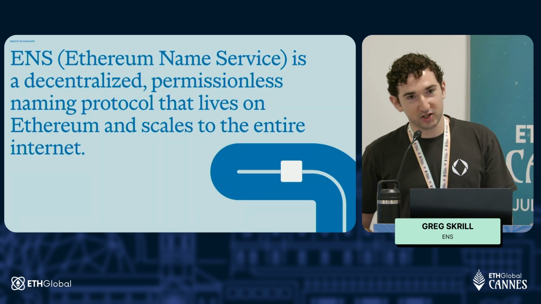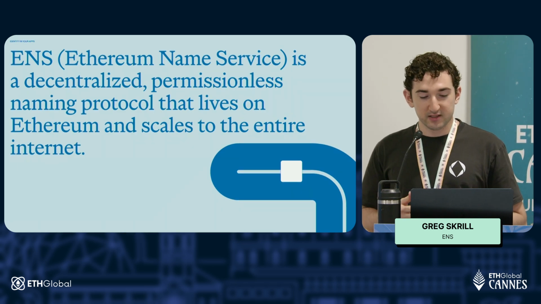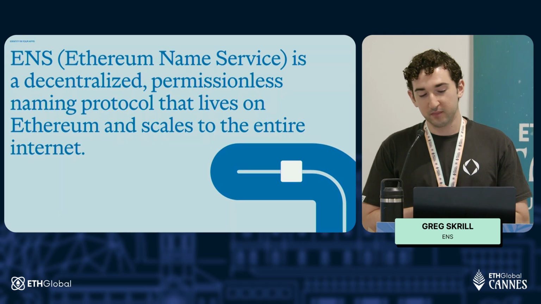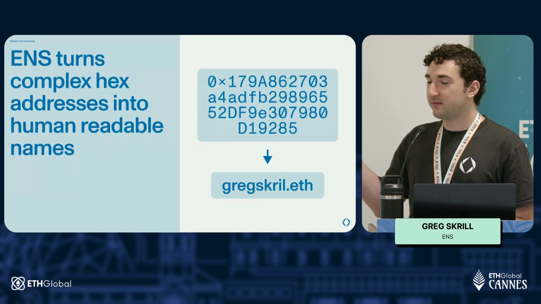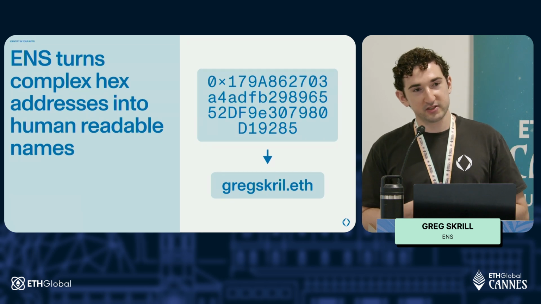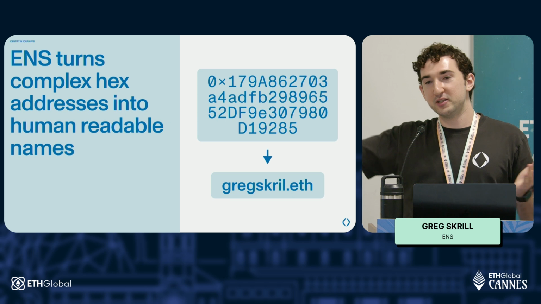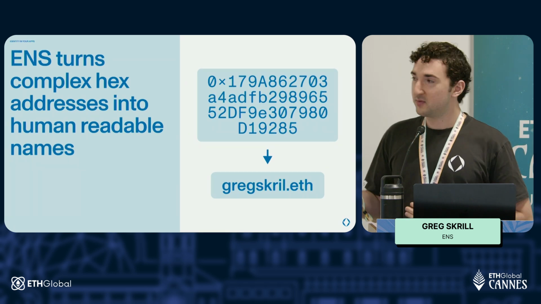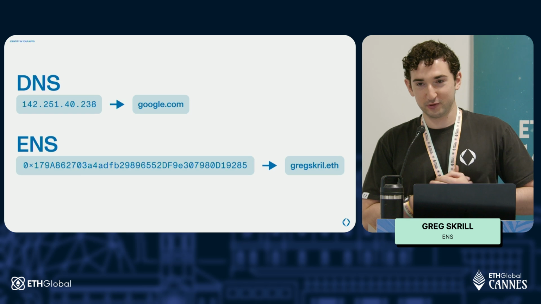So first of all, let's talk about what is ENS. The Ethereum Name Service is a decentralized, permissionless naming protocol that lives on Ethereum and scales to the entire internet. At a high level, we turn complex hex addresses into human-readable names. So at the top, nobody's going to remember that. Nobody knows what that means, but gregskril.eth, very easy. And that's me. I'm gregskril.eth.